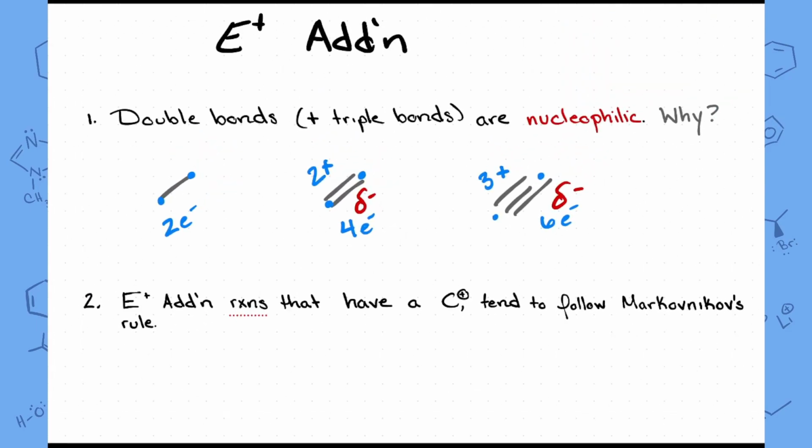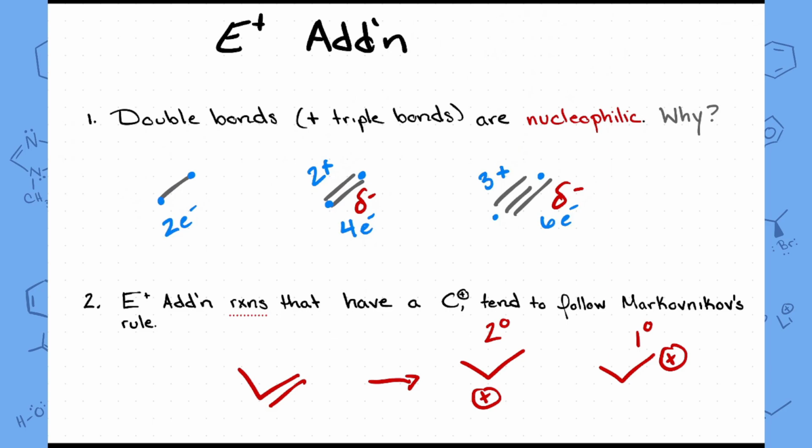Second point, electrophilic additions that have a carbocation as an intermediate follow Markovnikov's rule. One way to phrase Markovnikov's rule is that you form the most stable carbocation. If we have this alkene and we have the option to make carbocation number 1 or carbocation number 2, carbocation number 1 is a secondary carbocation. This carbocation is a primary carbocation. Secondary carbocations are more stable, so your product follows the pathway that originates from this more stable carbocation.